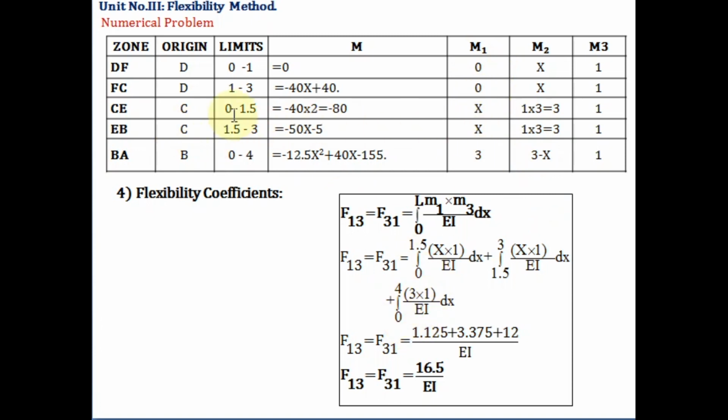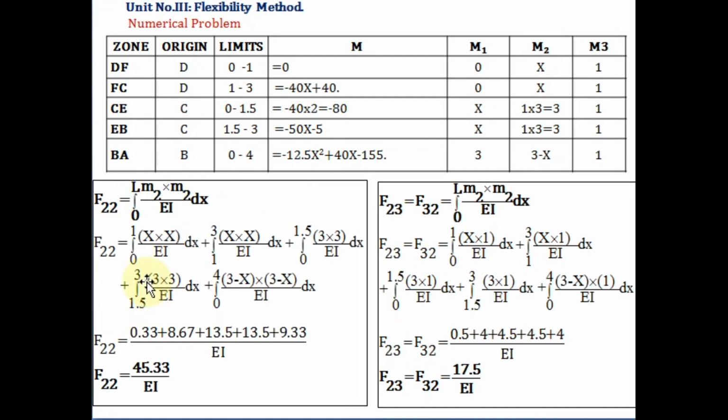So for C, integration 0 to 1.5, here the value is x, for M3 the value is 1. So x into 1. Then integration 1.5 to 3, again here the value is x, here the value is 1, x into 1 upon EI. Then for zone BA, the limit is 0 to 4, the value of M1 is 3 and the value of M3 is 1. So 3 into 1 upon EI. After solving this integration, we will get this value. So here the value of F13 equal to F31 is equal to 16.5 upon EI. So in this way we have found out the 3 coefficients.